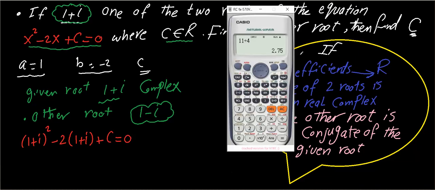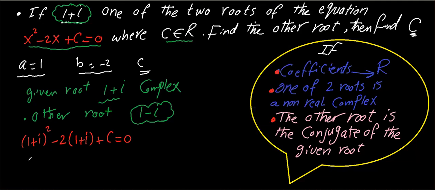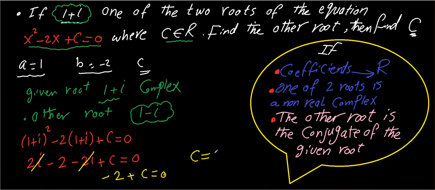You can use your calculator, but first move to the complex system of the calculator. (1 plus i) power 2 equals 2i, minus 2 times 1 equals minus 2, and minus 2 times i equals negative 2i, plus c equals 0. 2i minus 2i cancels, and negative 2 plus c equals 0. That means that c equals 2.